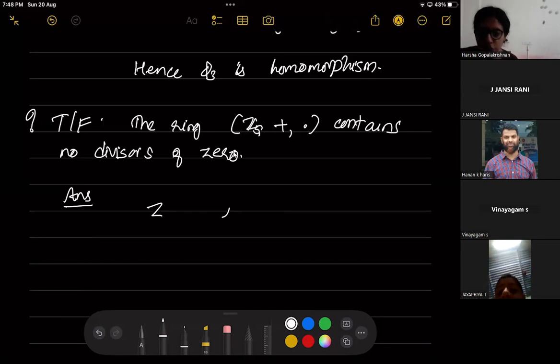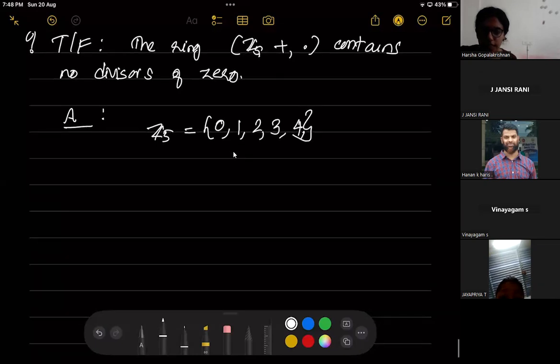So, first of all, we should know the meaning of divisors of 0. Then we can check whether there exists a divisor of 0 or not. What is a divisor of 0? It is some non-zero elements a, b such that a b equals 0.